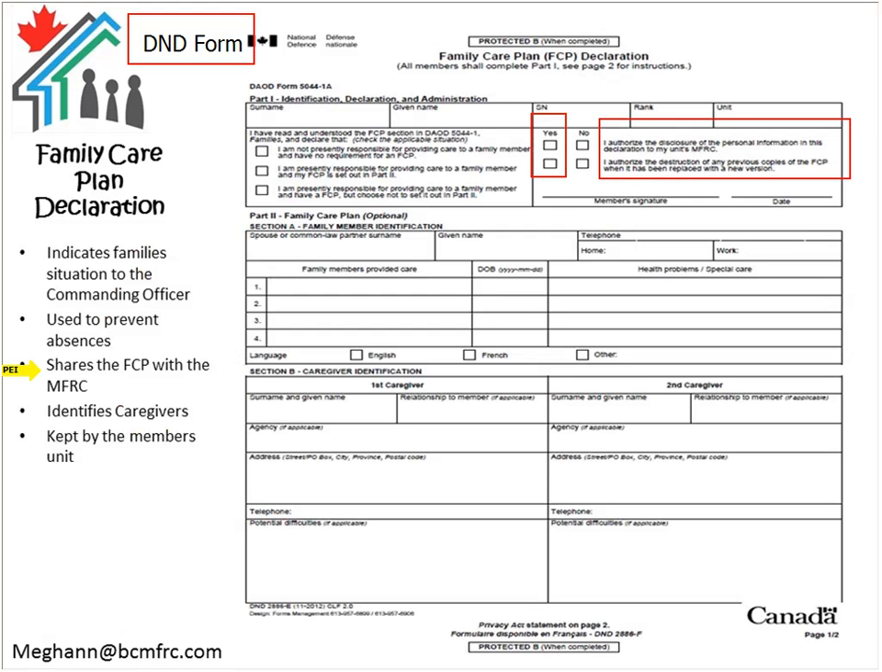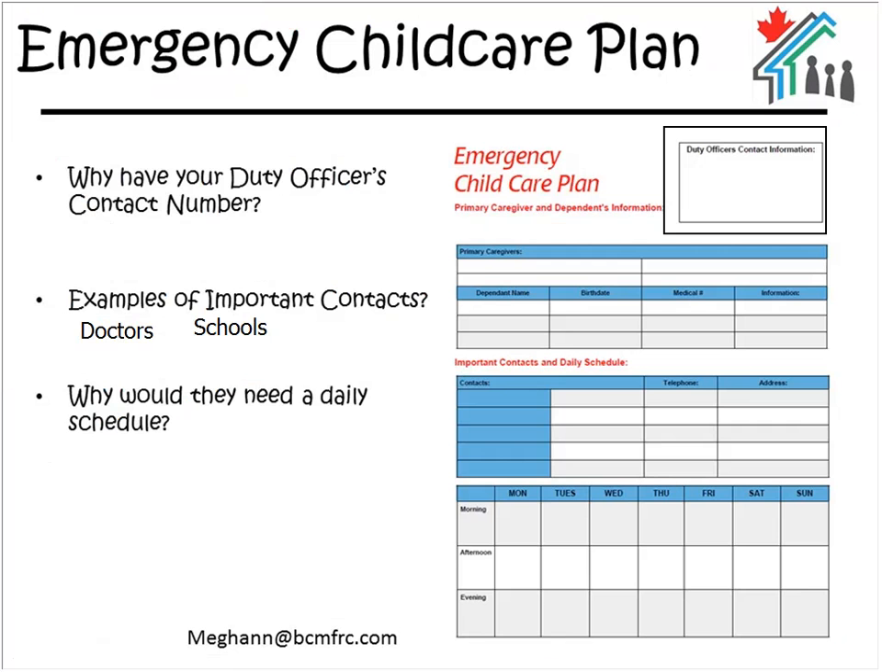What we have found at my MFRC is that the family or primary caregivers may be unaware there's a family care plan, or the form is incomplete and not up to date. This is why we have created a family-friendly version of the family care plan called the Emergency Child Care Plan. This form is to be completed as a family and is in the hands of the primary caregiver and stored at home for easy access. The Emergency Child Care Plan can be your family's version of the D&D Family Care Plan.